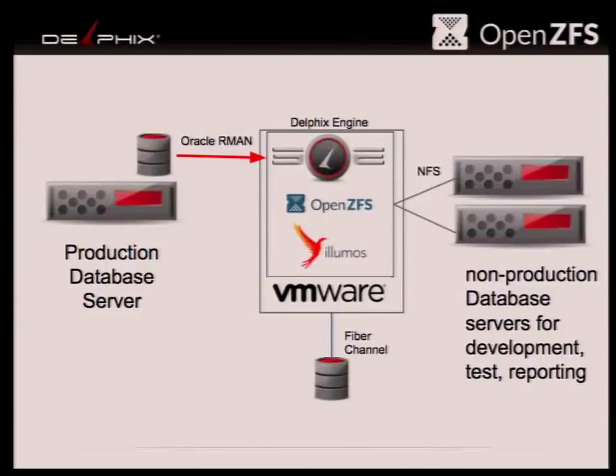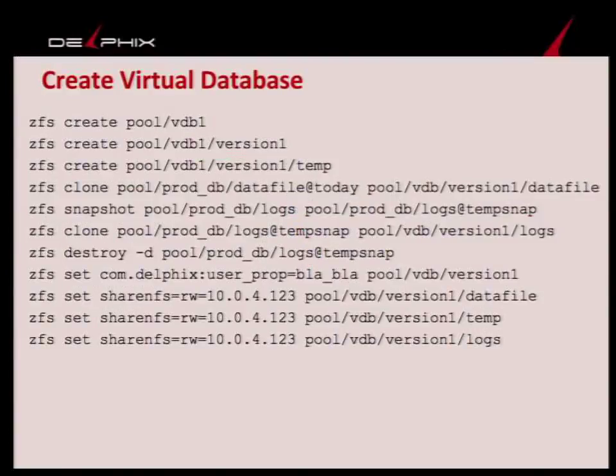Once we've ingested the data from the production database into the Delphix engine stored on ZFS, when they need a new non-production virtual database, we can create a ZFS clone of that production data, export that clone over NFS, and then create an Oracle instance to access it. This is actually running on Illumos, and typically we're running inside of a virtualized platform like VMware. We also run on cloud environments like AWS and Azure. So this is a very simplified picture.